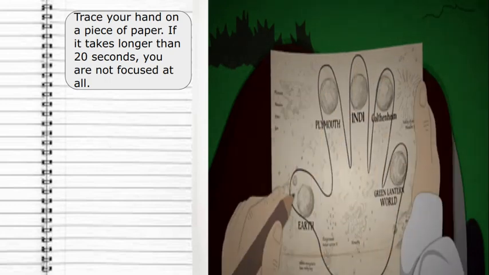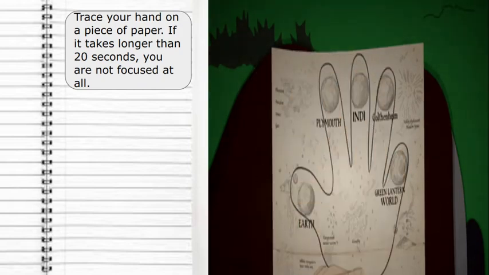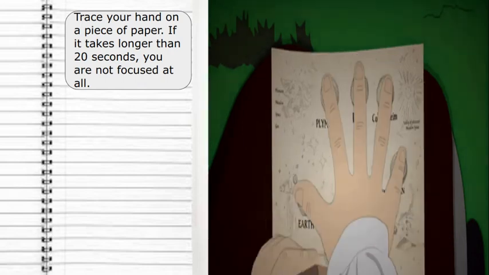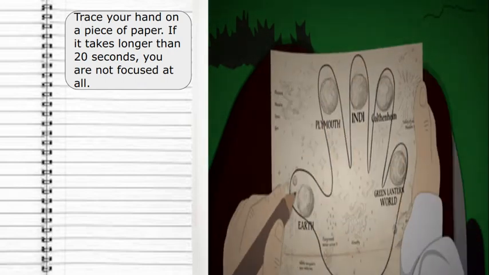Welcome back. We're going to quickly review the five finger strategy for finding the main idea. Please trace your hand on a paper now. That's all you're going to do for now, is trace your hand. It should take no longer than 20 seconds. Please take the time to do so now.